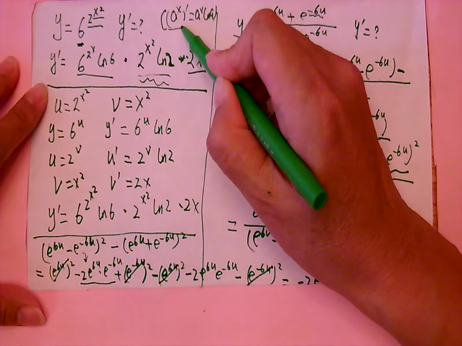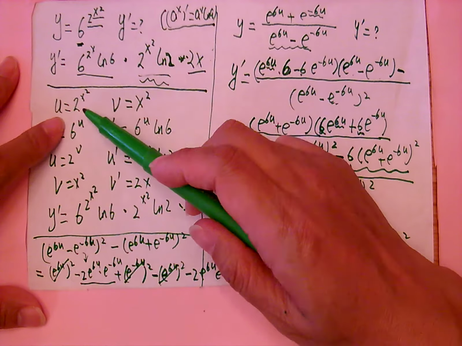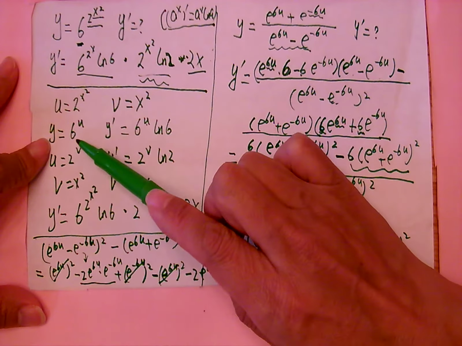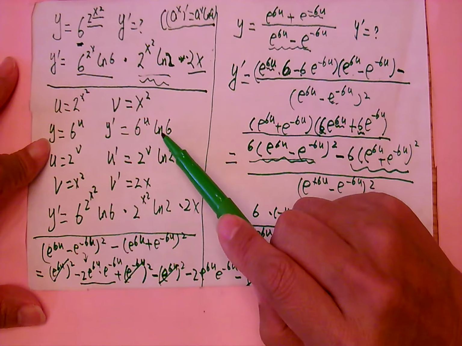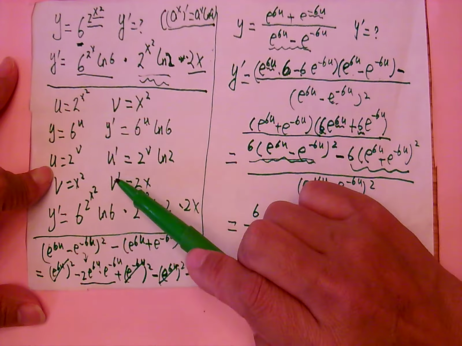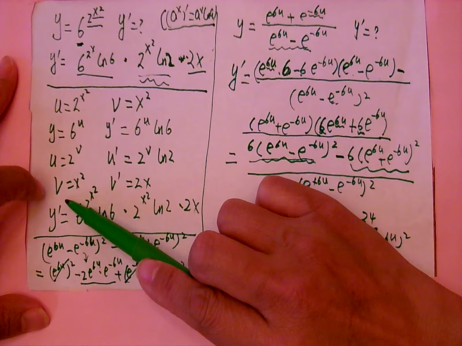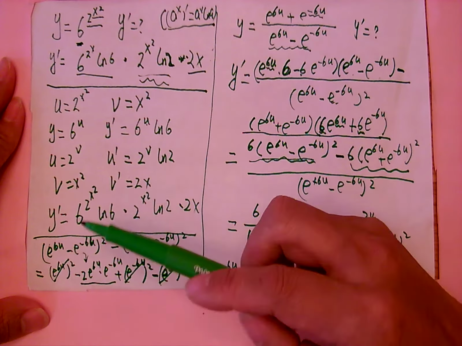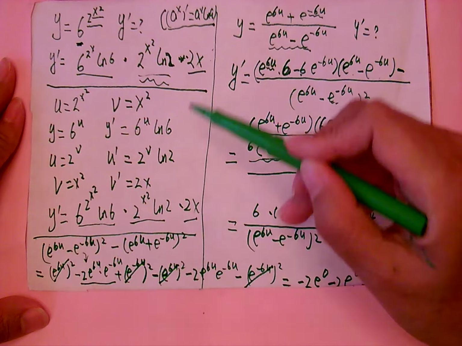And another way, use the substitution. U equals 2 to the x, v equals x squared. So y becomes 6 to the u, and y prime uses the formula again, 6 to the u ln 6. And u equals 2 to the v, and use that formula again, it will be 2 to the v ln 2. And v equals x squared, so v derivative equals 2x. Then I product each part together, first, second, and third. They are exactly the same. This is the first example.